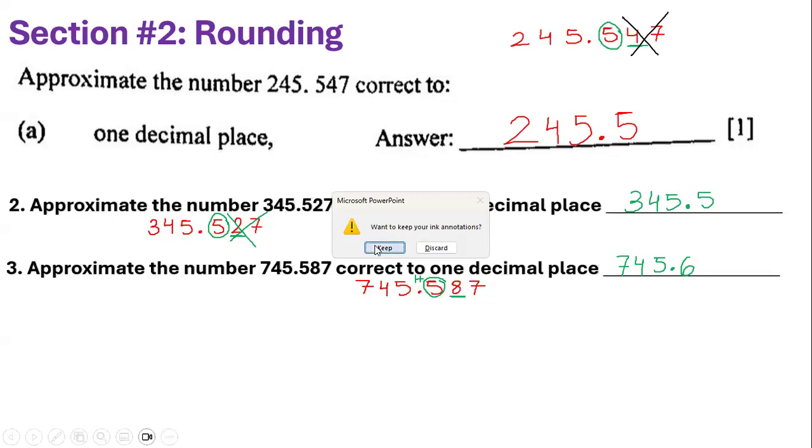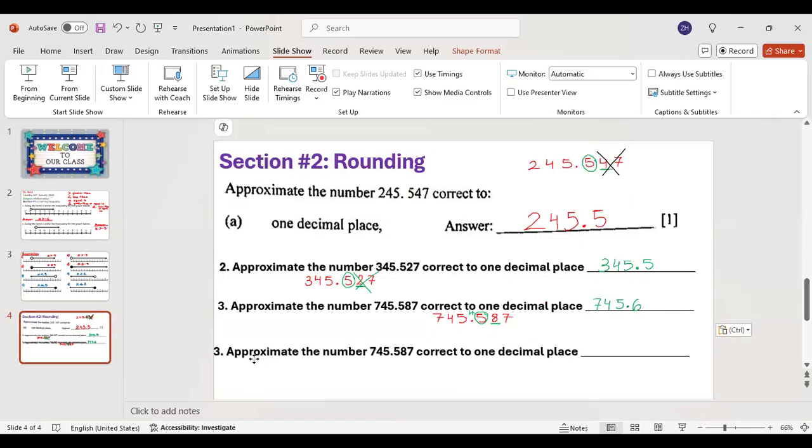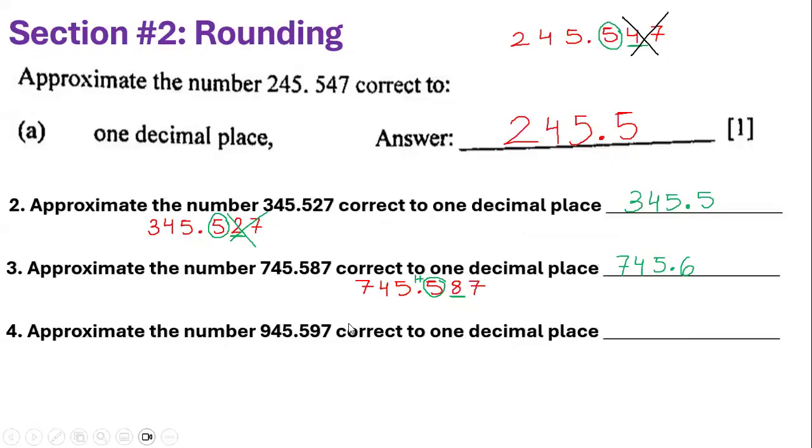Do y'all think y'all understand this? Yes, sir. Okay, let me do another example. Number 4: approximate 945.597, correct to 1 decimal place. Write this down for me, please. Write it down in your book as an example, and once you're ready, put your answer inside the chat.